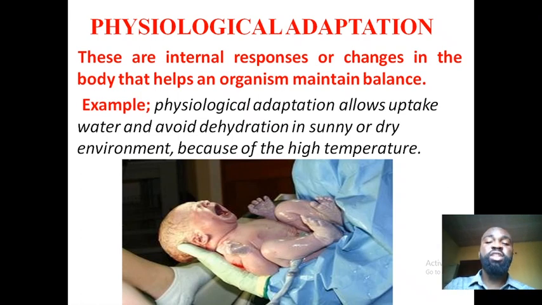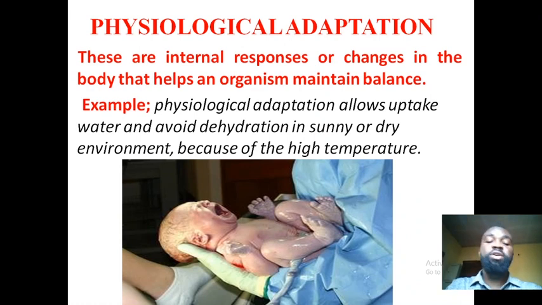Now, physiological, you can see that there are internal changes. So it means that we cannot see the changes. They are internal in the body. Internal changes or responses that help an organism maintain balance. For instance, you are in Nigeria and you travel to Saudi Arabia or maybe to any country that is very, very cold, or very, very hot. The weather condition there is totally different from ours. Do you understand? Now, when you get to that new environment, the change in environment will cause changes in your body.